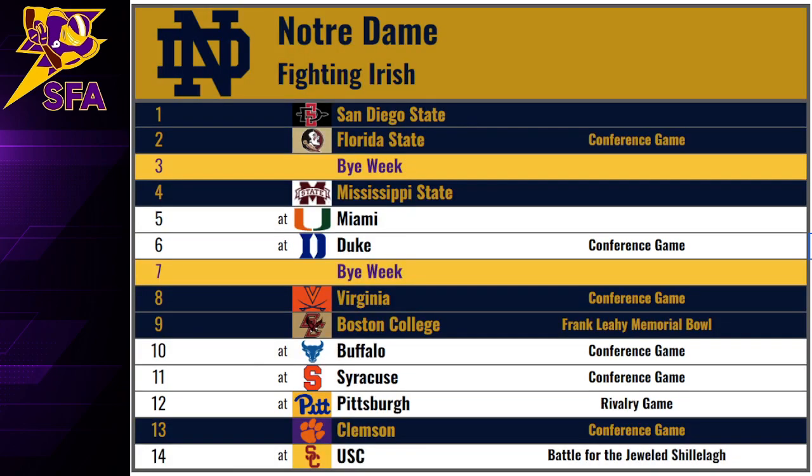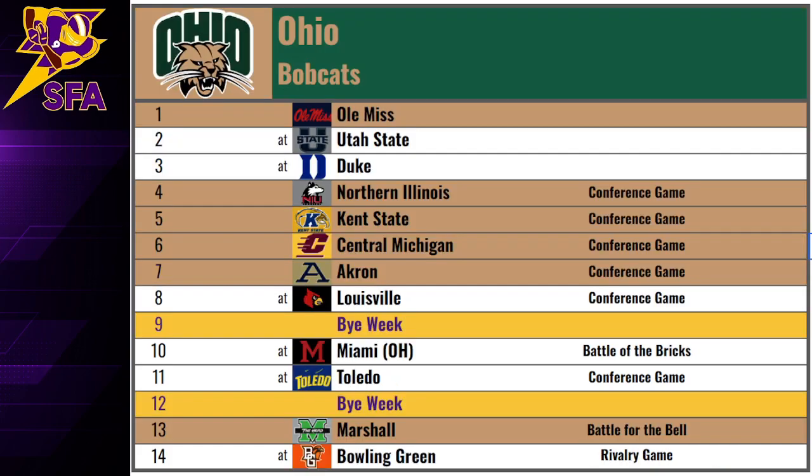Notre Dame has San Diego State. That's a fun one. We got Coach Piggy versus Notre Dame. Then they have Florida State immediately. Mississippi State, Miami. And then they finish it off with USC like normal. And remember, they also just faced each other in a bowl game, so that'll be a nice rematch. That was the best bowl game of the season. That wasn't a game day game. Now we got Ohio, and Coach Black, he has Ole Miss, Utah State, Duke, and then also Marshall.